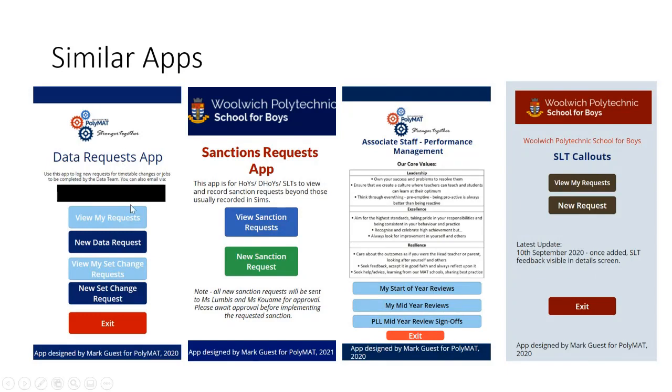So that's that one. The sanctions one I mentioned before. We've got performance management for associate staff running through this. The line manager will meet with a member of staff and fill out a form together, reviewing the year, setting targets, and so on. And then the call outs one that I mentioned is there as well.